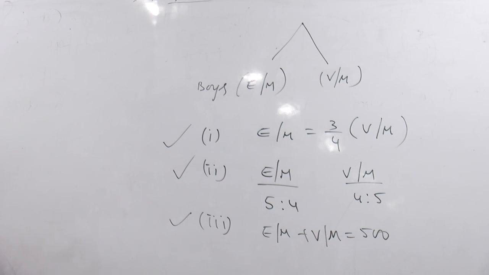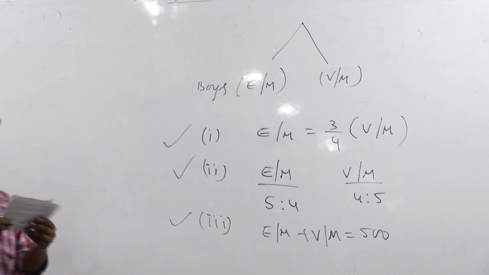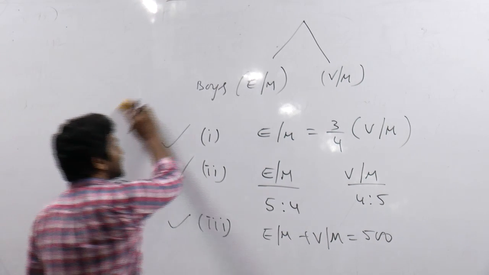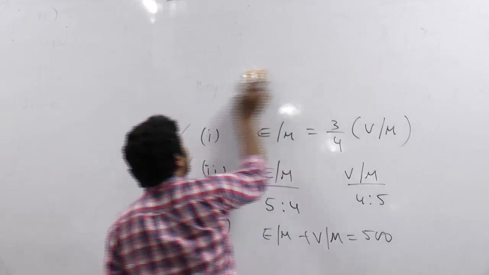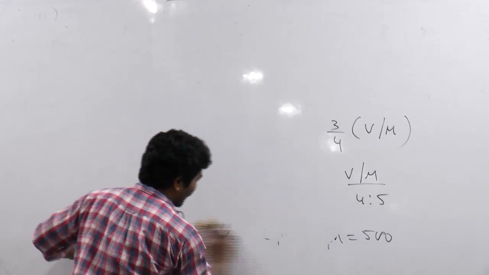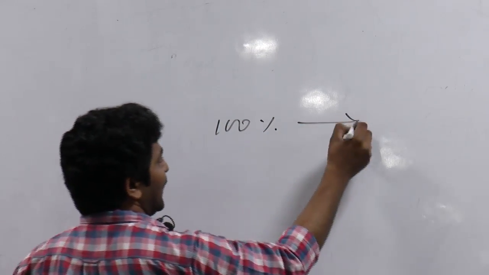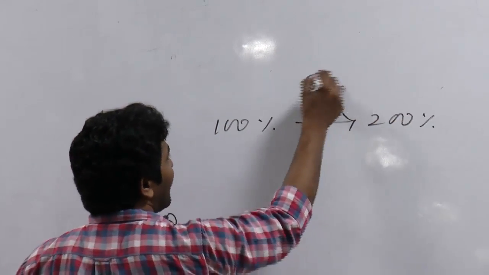68. What is the rate of interest percentage per annum? You are asked about R value, rate percent, R. An amount doubles itself in 5 years at simple interest. Amount doubles itself. Principal doubles itself in 5 years.